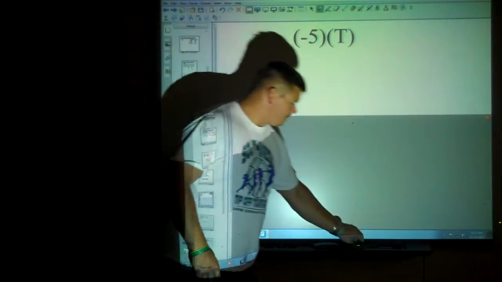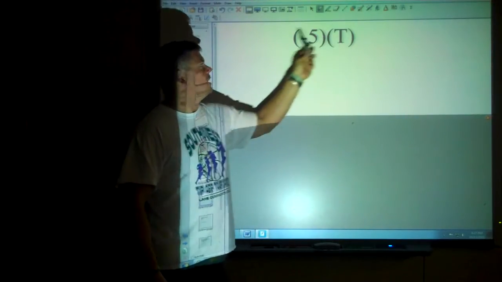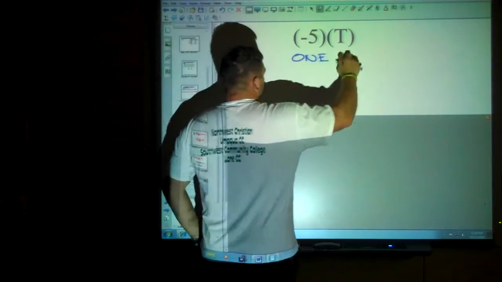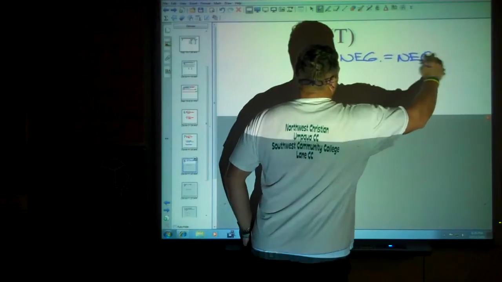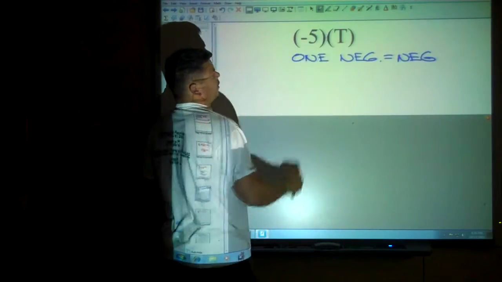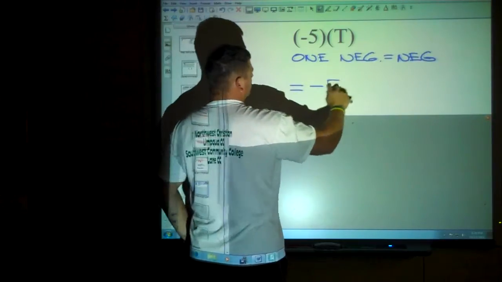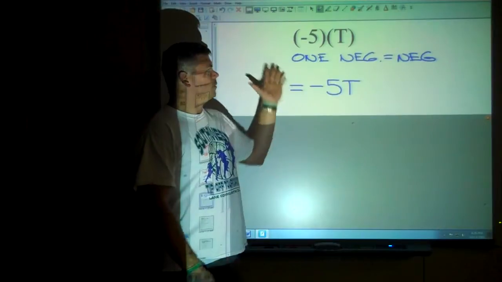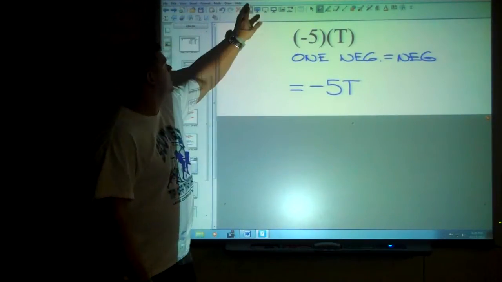Now, what if you don't know one of the numbers? Well, right now it's a positive t. There's only one negative, so the answer is going to equal negative. And if it's multiplication, you don't need the parentheses. We always put the number before the letter. You can just say that's negative 5t. You don't need to keep the parentheses. We're not going to do anything else. We're not adding them. That's as far as we can go.